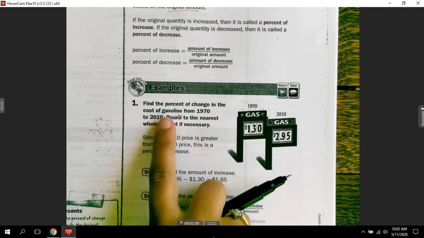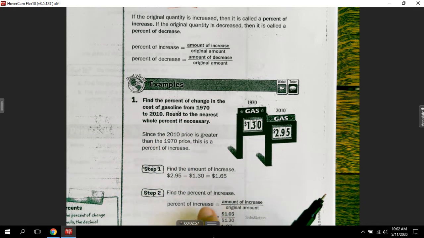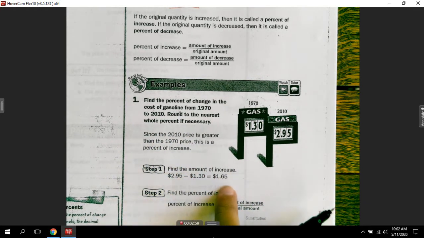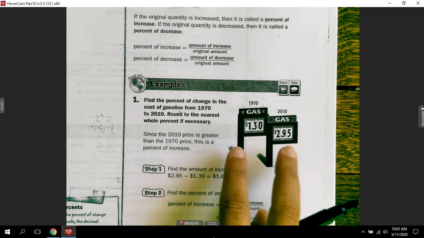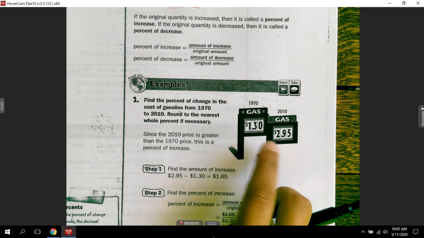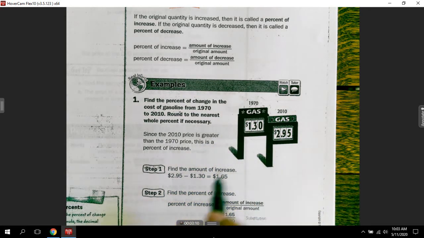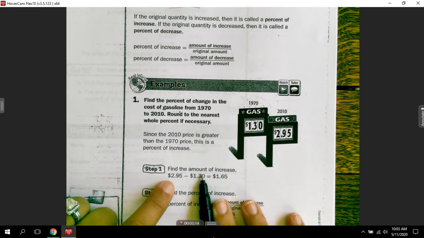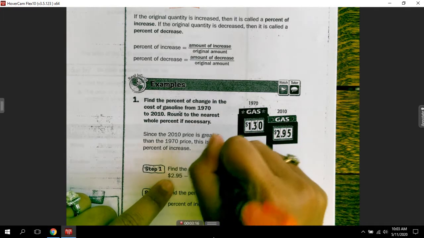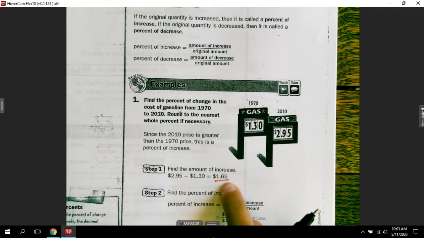And then, of course, we want to find that percent of change. And then we want to round to the nearest whole percent. Okay. So step 1 is to find out how much is it increasing. So super simple. You're just taking these two numbers and you're going to subtract them. You always want to take your larger number first. You're subtracting the smaller from the larger. So you will never get negative numbers. We don't want negative numbers. Okay. So $2.95 minus $1.30 gives me $1.65. So the price is changing by $1.65, okay?